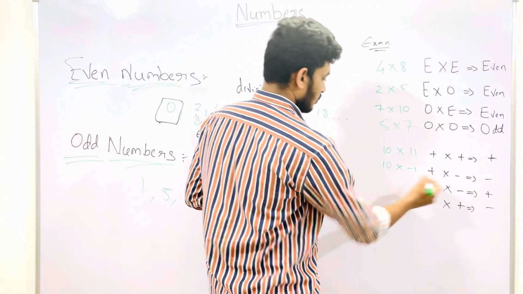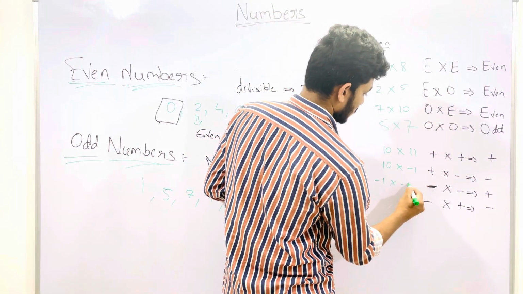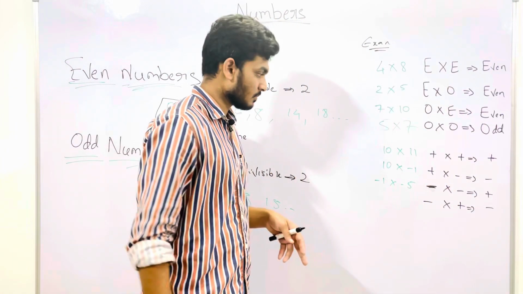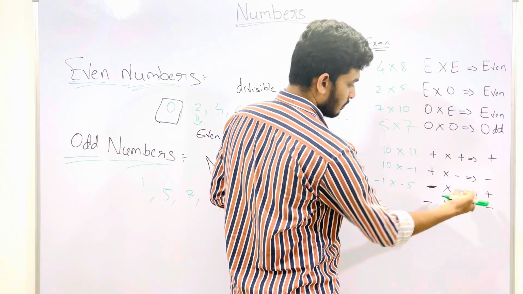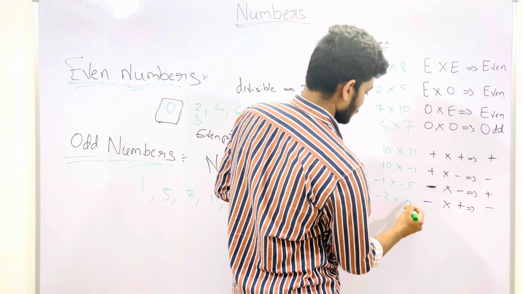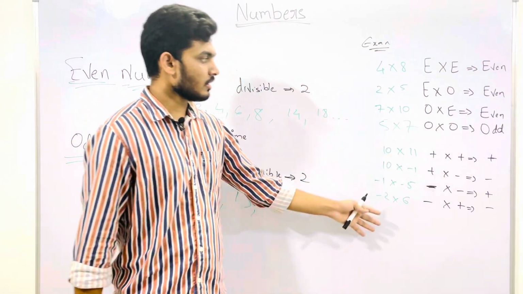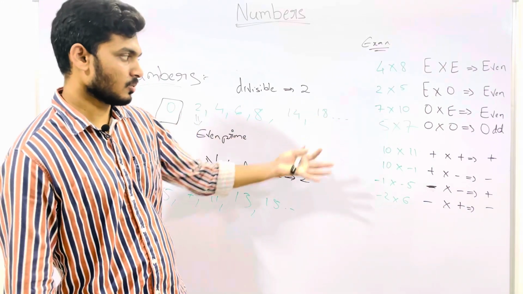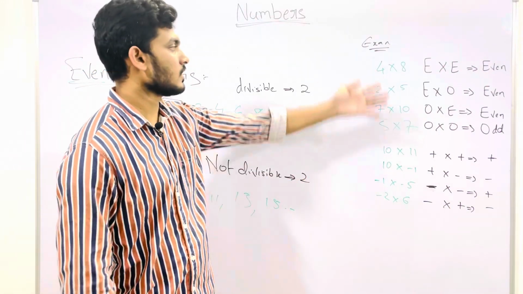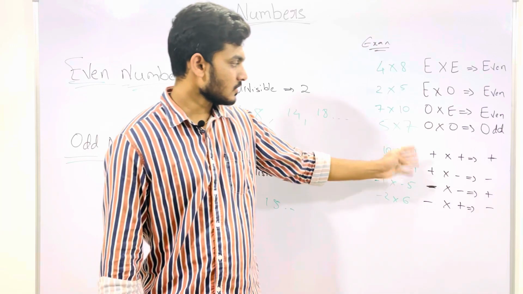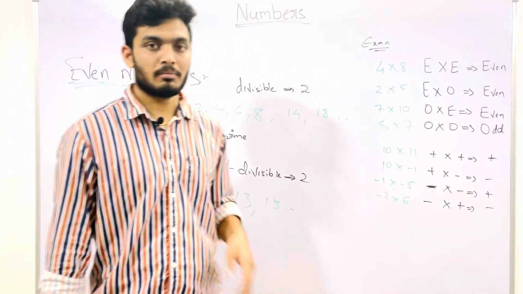Similarly, minus into minus, minus 1 into minus 5, this will give you 5. And if, suppose, minus value into plus value, maybe minus 2 into plus 6, that is 12, that will be minus 12. So these are all examples of the product of two numbers. In this case, those are even and odd, and in this case, this is plus and minus.